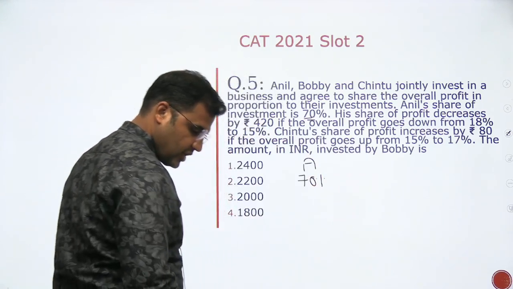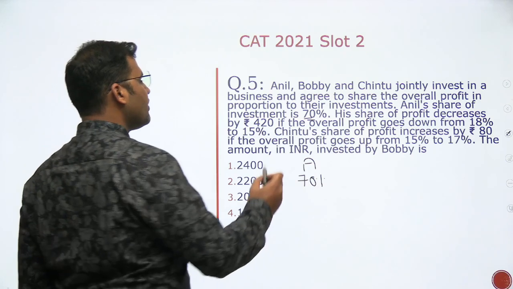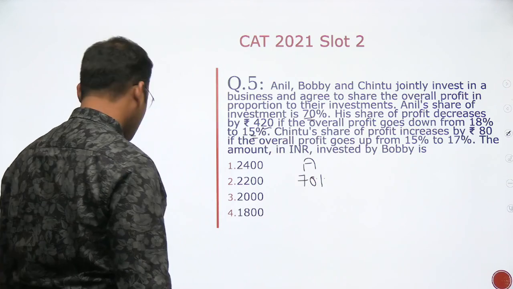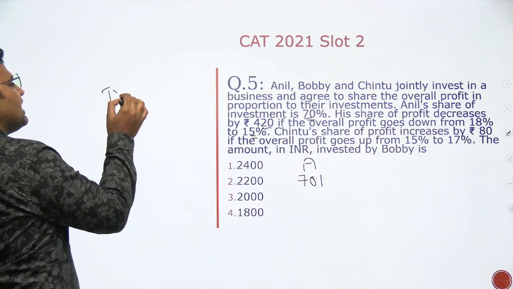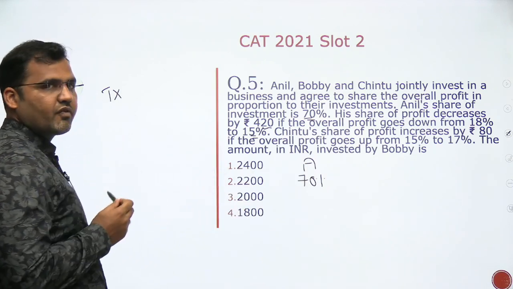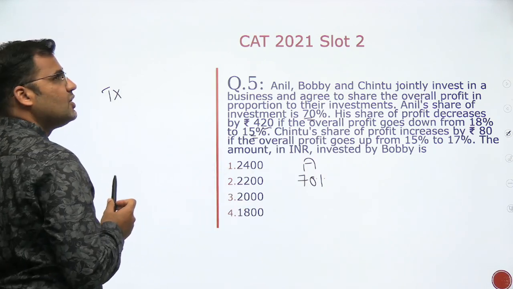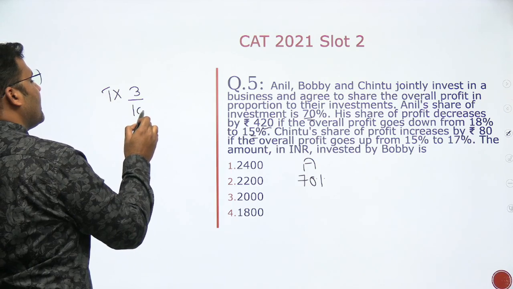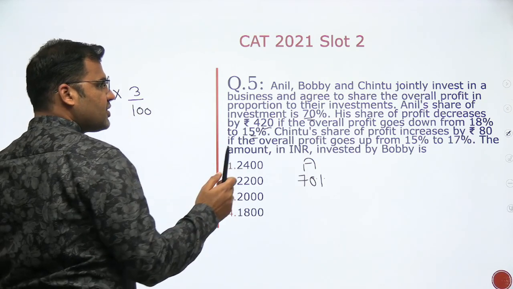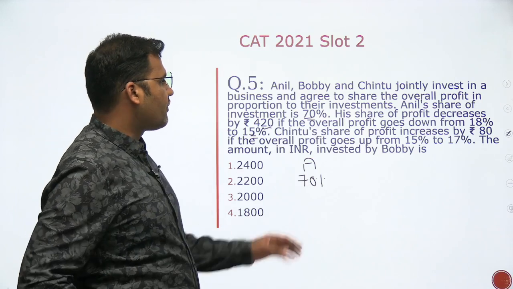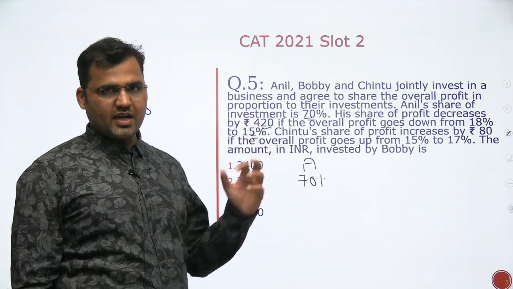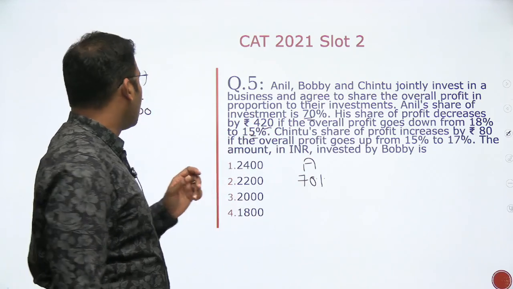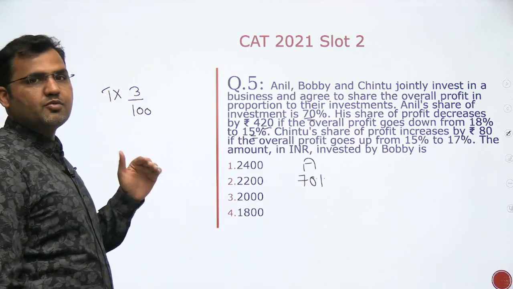Now the question says his share of profit decreases by rupees 420 if the overall profit goes down from 18% to 15%. So guys, if the total profit goes down from 18% to 15%, can I say that the change in profit will be 3% of the total? Earlier you were earning 18% profit on the investment, but now you are earning 15%. So that means 3% of your total investment's profit went down.